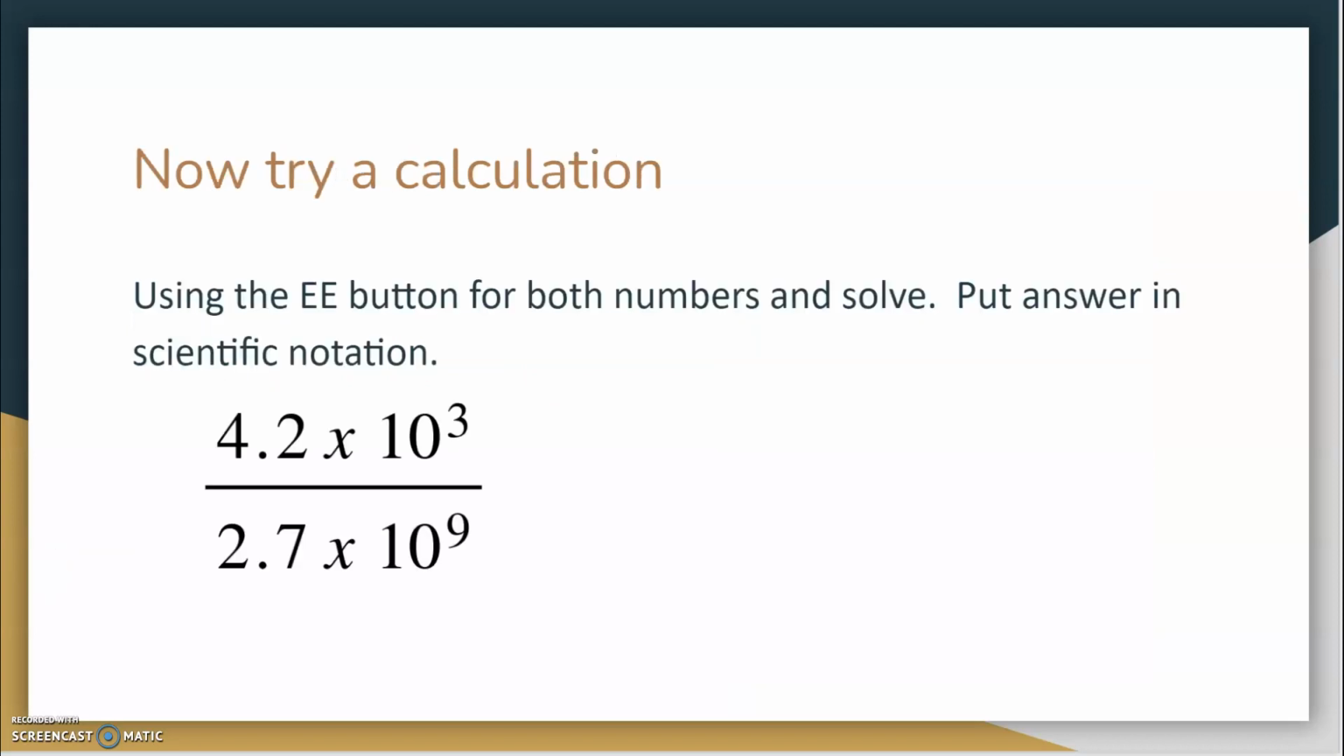Now, we're going to do some problems that involve scientific notation. So not just putting the number in, but doing some math with that number. Go ahead and put the following numbers in your calculator using the EE button. You're going to put 4.2 times 10 to the 3rd, using the EE button, and then you're going to divide it by 2.7 times 10 to the 9th. And let's see what you come up with.